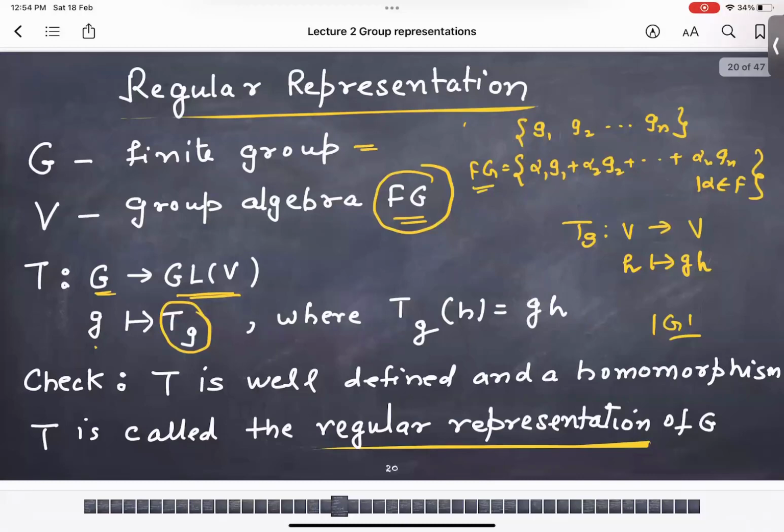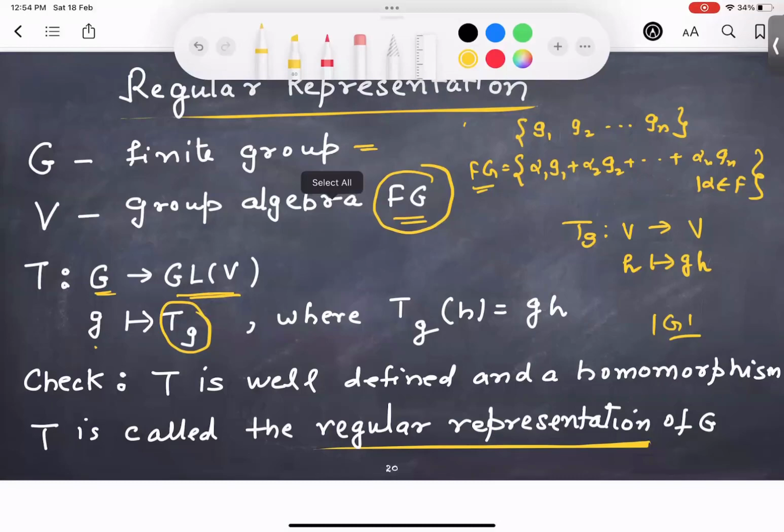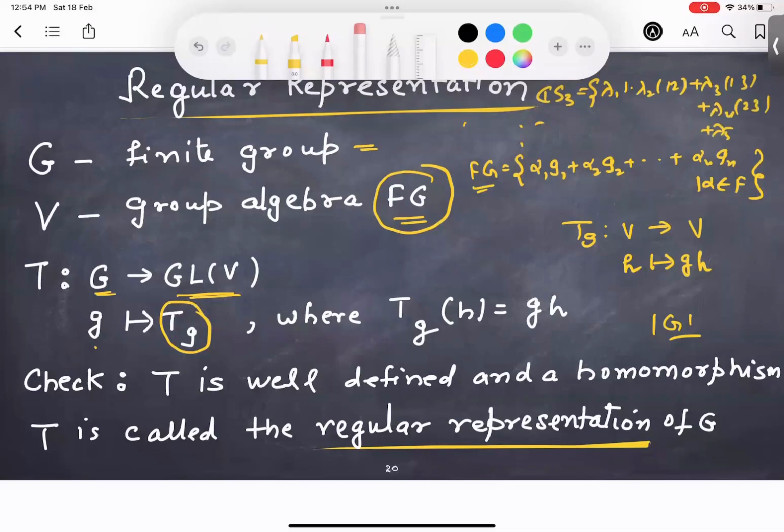Yeah. So you look at G, a finite group. You look at the vector space with the group elements as basis. You just take formal F-linear combinations of group elements. Say if your group is S3, and suppose your field F is the complex numbers, then you look at CS3. CS3 means lambda 1 times the identity element of S3, then lambda 2 times the next element, lambda 3 times (1 3), lambda 4 times (2 3), lambda 5... I'm sorry, this is too much, I need to erase this.